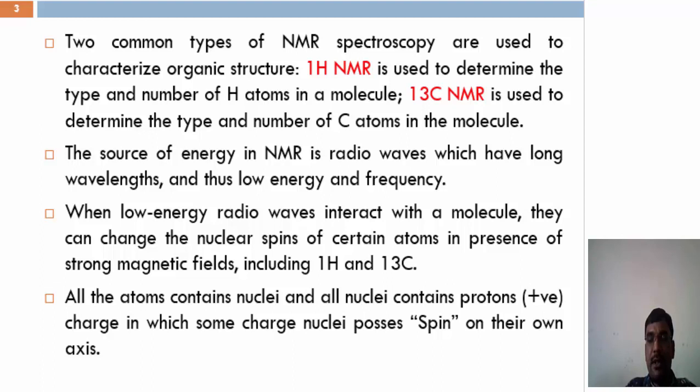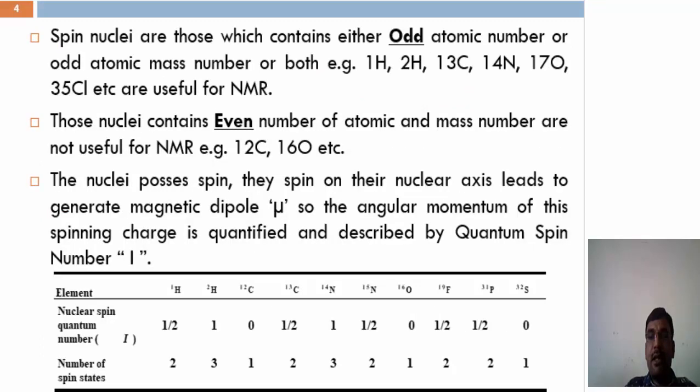All atoms contain nuclei, and all nuclei contain protons, which carry charge, and some charged nuclei possess a spin on their own axis. Spin nuclei are those which contain either an odd atomic number or an odd mass number. Examples are hydrogen, carbon, nitrogen, oxygen, fluorine, phosphorus, and sulfur.